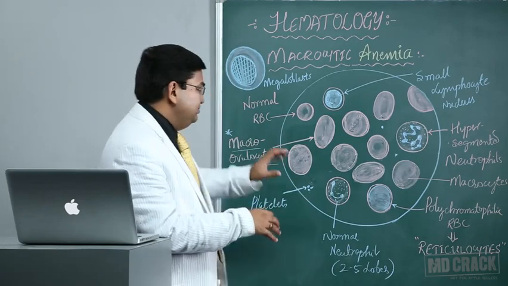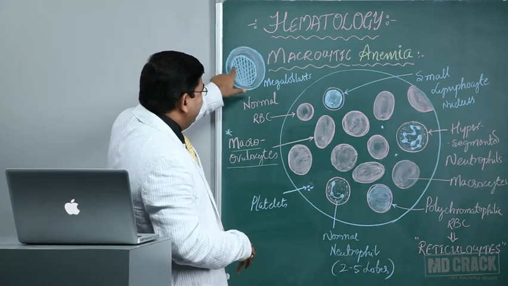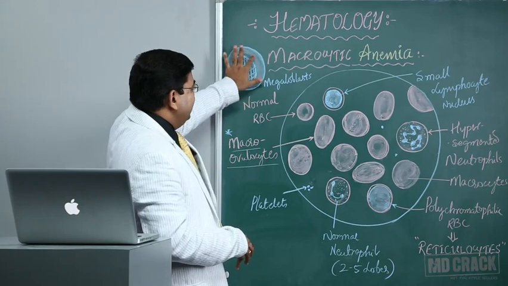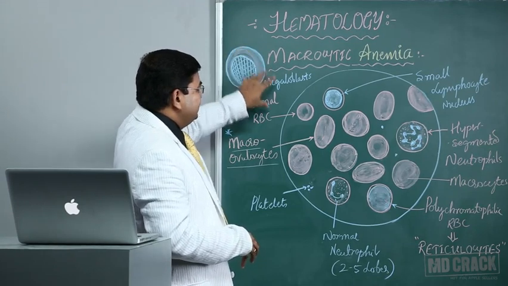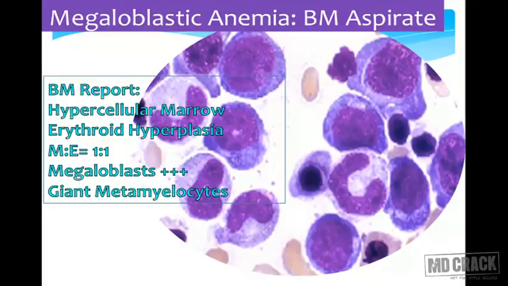Have a look at this diagram. These are the megaloblasts. They will have an open chromatin or a sieved appearance of the chromatin, and deep blue cytoplasm. So these are called megaloblasts. There will be plenty in a megaloblastic anemia bone marrow aspiration.